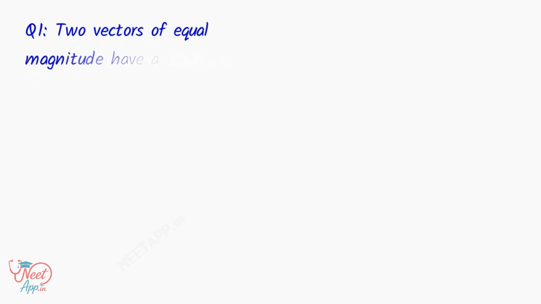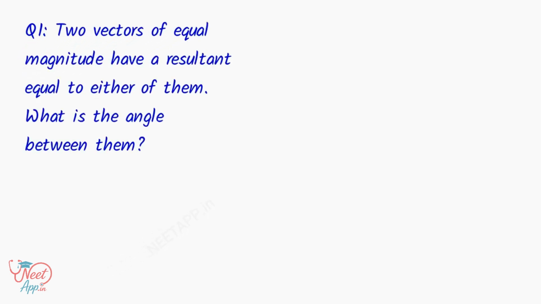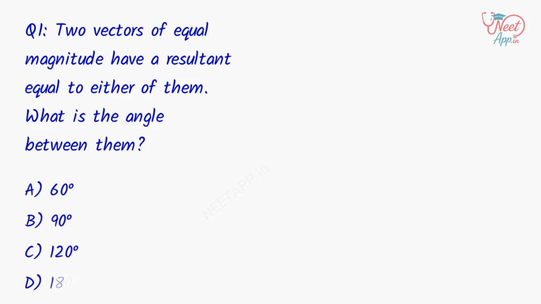Let's solve this complex question in 30 seconds. Two vectors of equal magnitude have a resultant equal to either of them. What is the angle between them?